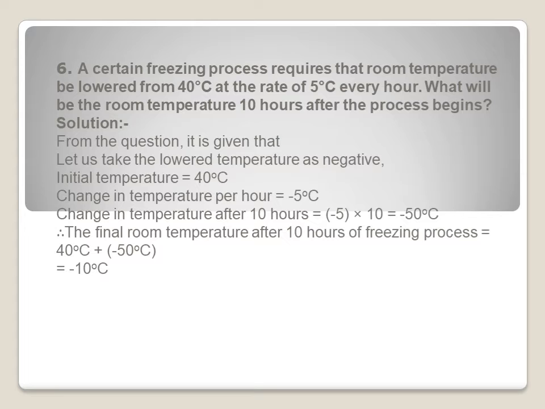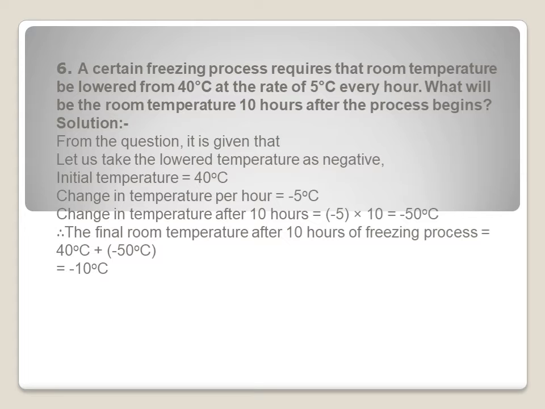So what is the initial temperature? Initial temperature means at what temperature the process starts. Initial starting point. So the temperature of the room when it started for freezing was 40 degrees centigrade. So we say the initial temperature is 40 degrees centigrade. Change in temperature per hour means how much temperature is decreasing in 1 hour through the freezing machine. So here it is minus 5 degrees centigrade.